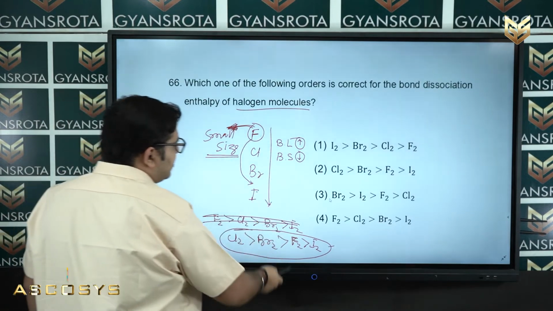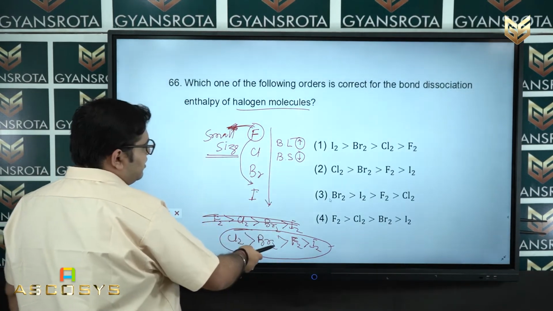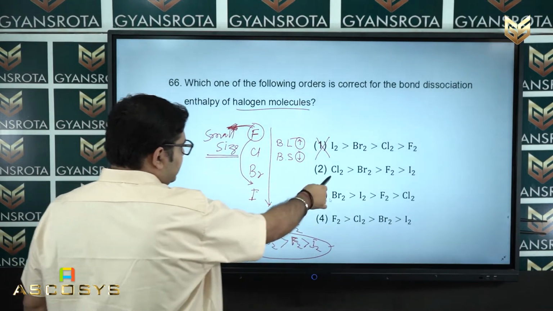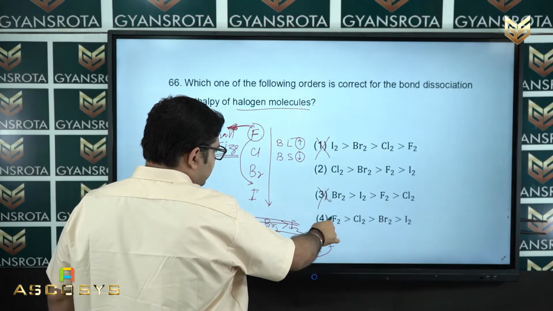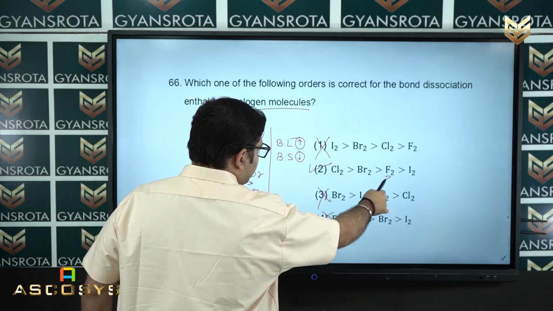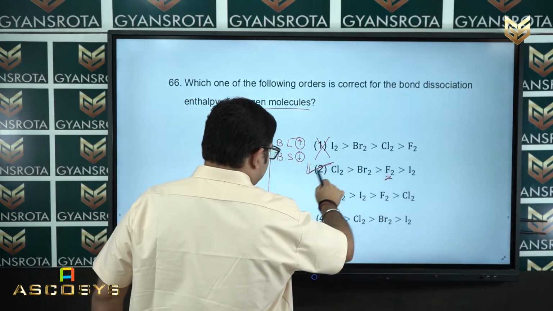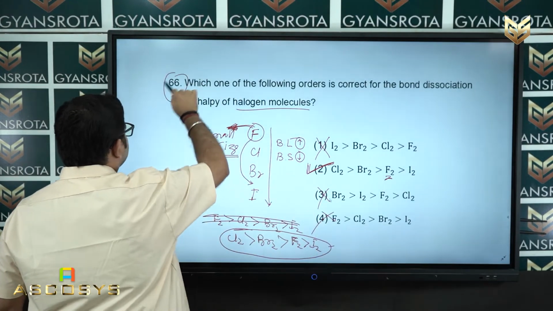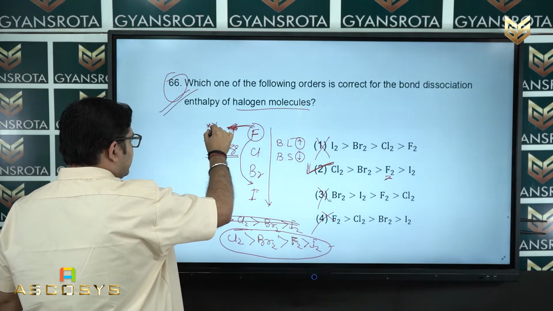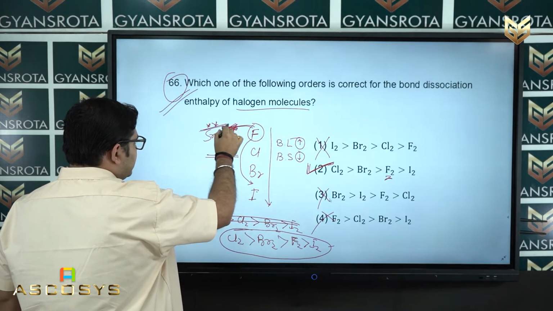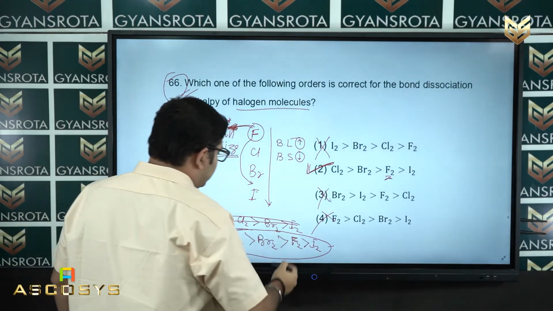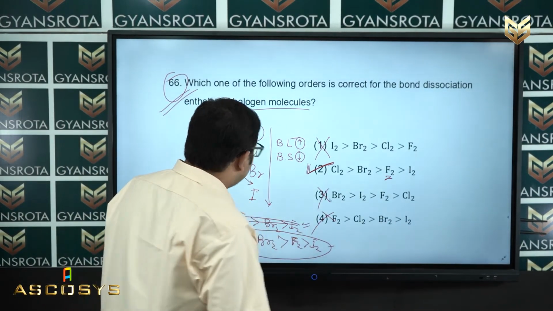Now, if you see which one has this order, here no, this is not possible. If you see this part, no, this is not possible. Here this order is not possible. So option number 2, fluorine will come here. So option number 2 is the correct answer of your question number 66. Just remember these exceptional things. Most of the time in NEET examinations they ask you those exceptions rather than the normal trend.